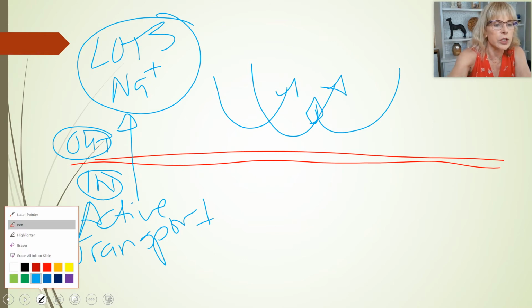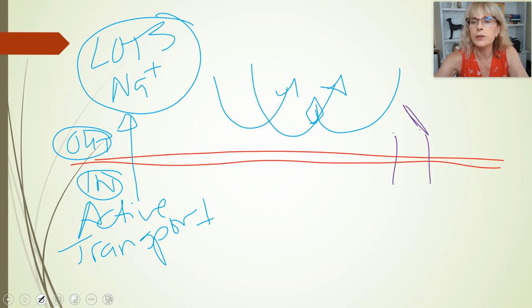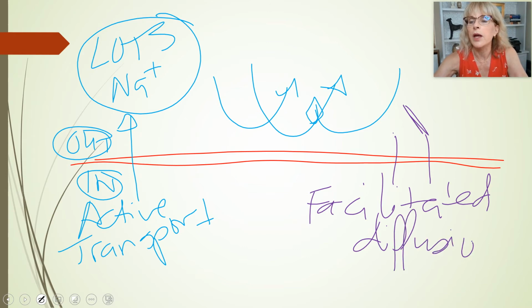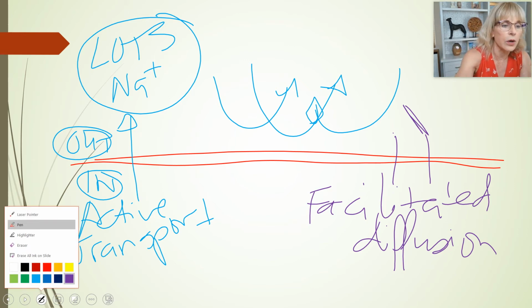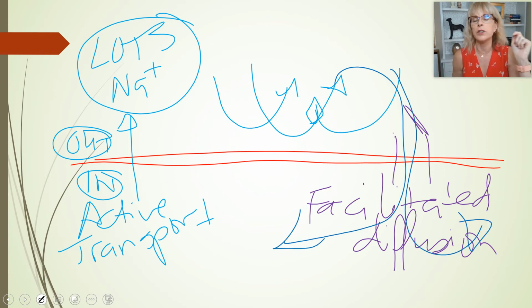And the only thing that's going to change its mind is when it opens up a facilitated diffusion channel. And when it opens up the facilitated diffusion channel, that's just a door saying, hey, sodium, go in wherever you want to go. But where does sodium want to go? Sodium wants to come rushing into the cell, and it comes rushing into the cell.